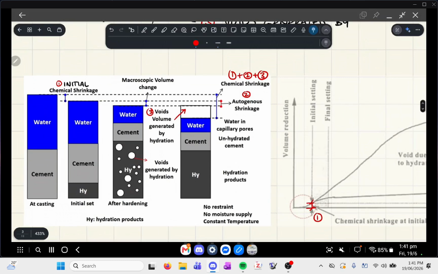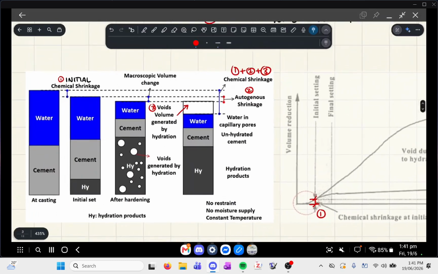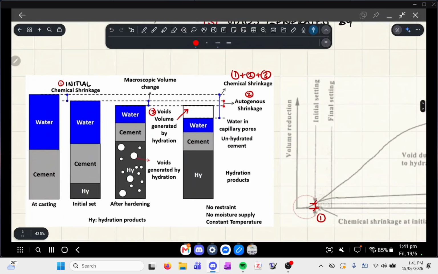Now, after the concrete hardens, so this could be after, say, 24 hours or a day, let's say it takes that long to harden. I'm trying to think. Yeah, okay, let's say after 24 hours. Essentially, you get these bubbles generated by the hydration reaction. Over here, when the cement was still consuming the water and turning into the hydration products, there wasn't enough hydration products to produce a significant amount of voids, okay?